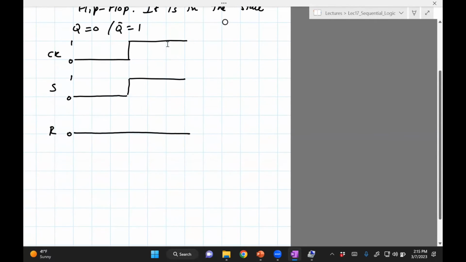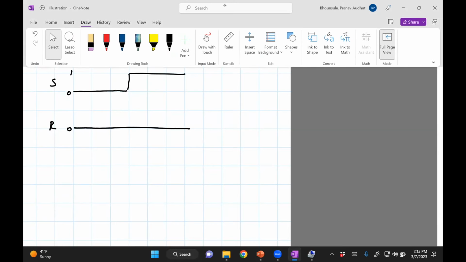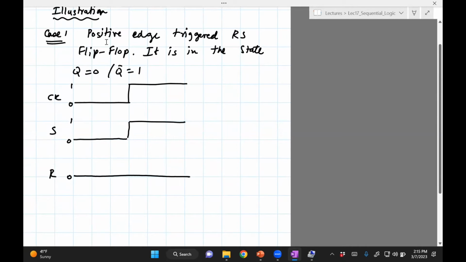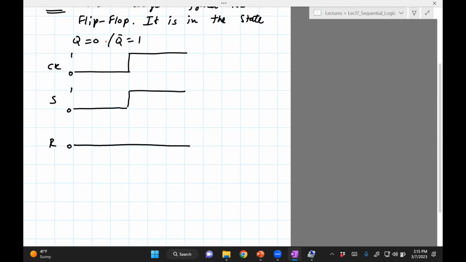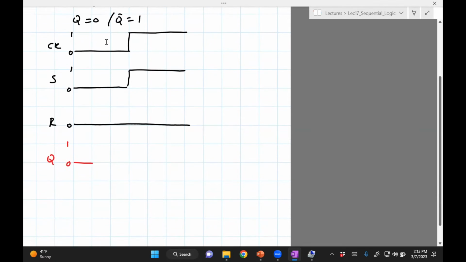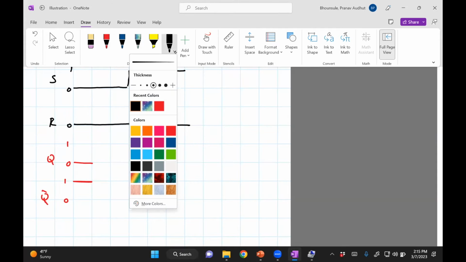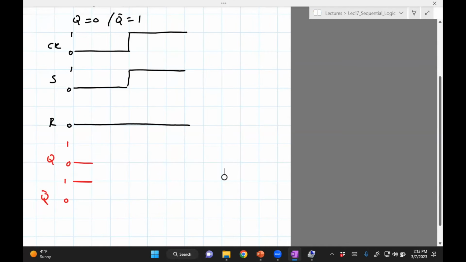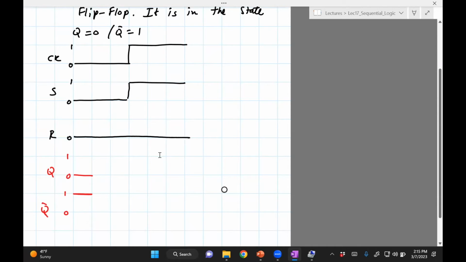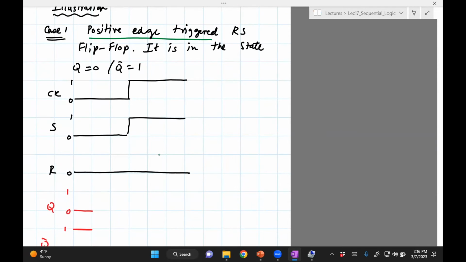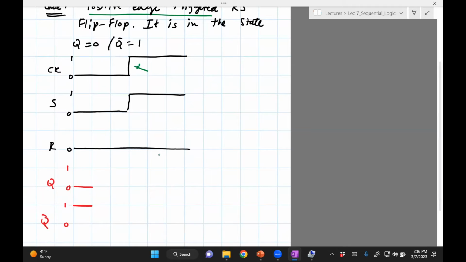Now what we need to do here is figure out how this is going to work. So first of all, we've been told that this device starts with Q equals 0 and Q bar equals 1. So I need to put that. Q starts with Q equals 0, and of course, Q bar will be 1. You need to put that because that's how you need to initialize the flip-flops. Now let's try to fill in what happens based on the inputs, which is CK, S, and R. And remember, it's a positive edge triggered device, so it's basically triggered here.